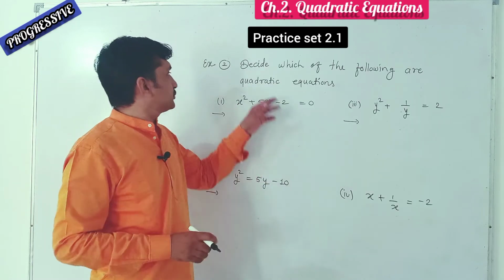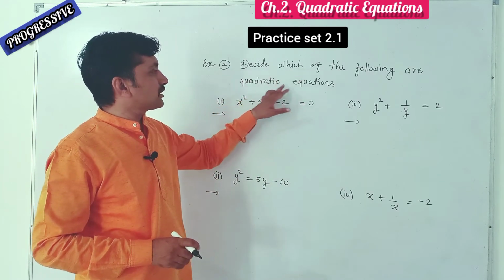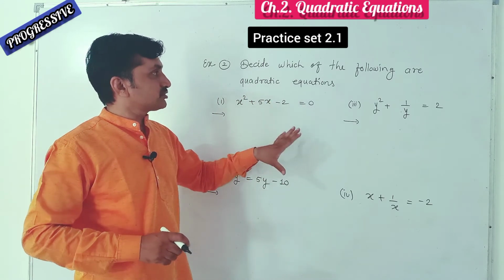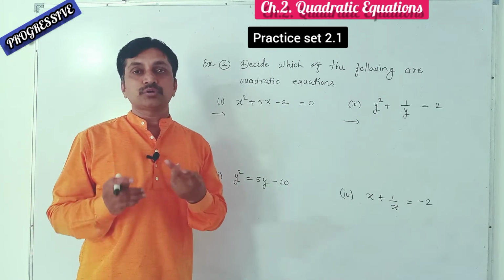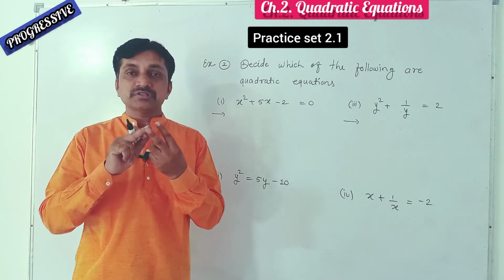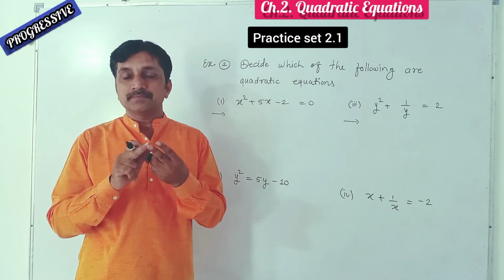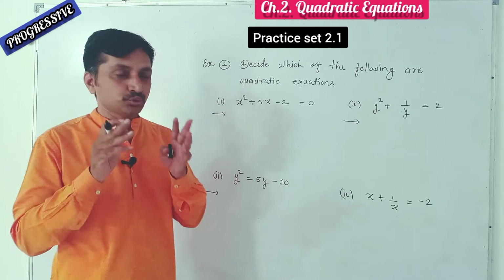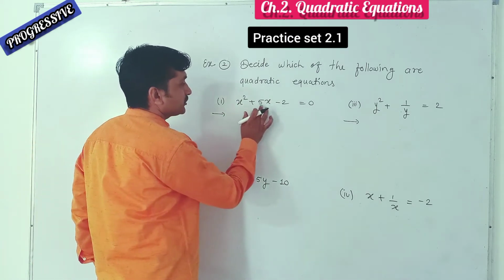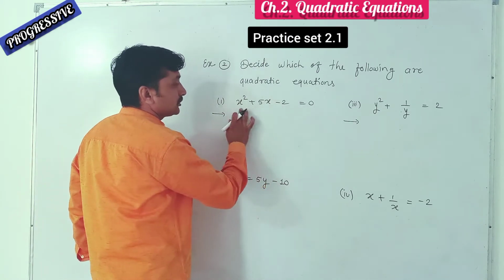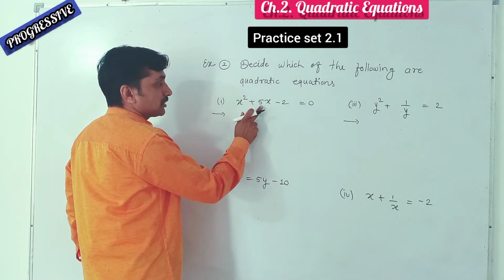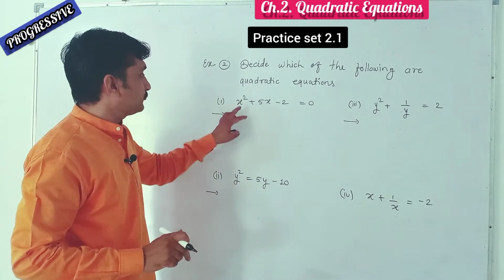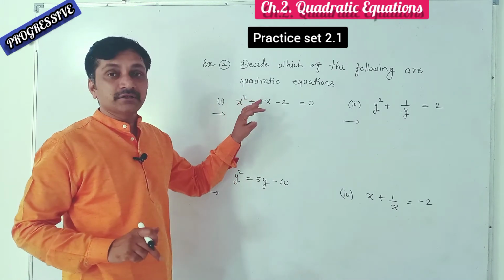Now let's see example number 2. Decide which of the following are quadratic equations. We have to write whether the given equation is quadratic or not. For that we want two conditions. First condition is that there should be only one variable, and second, the degree should be 2, its highest index should be 2. Now see here, x square plus 5x minus 2 is equal to 0.